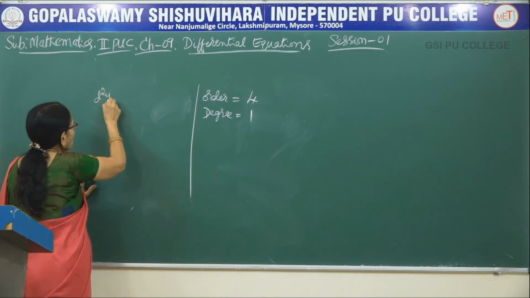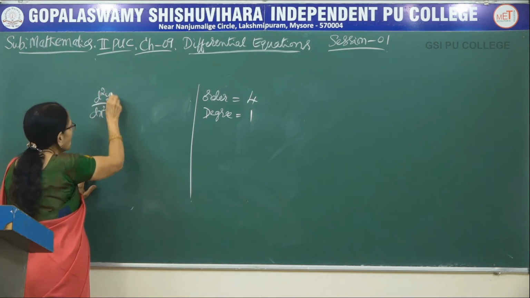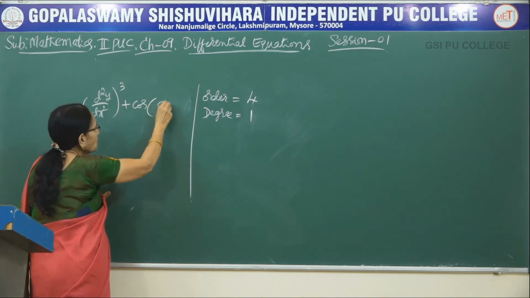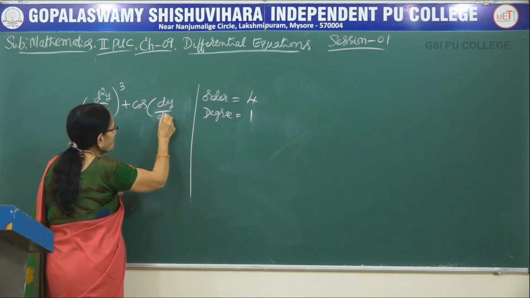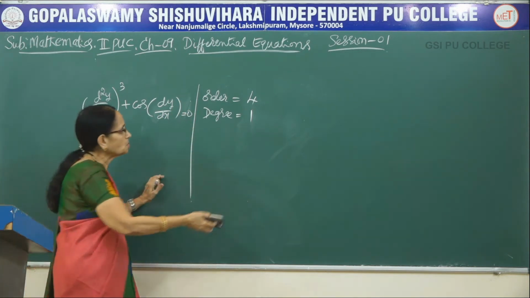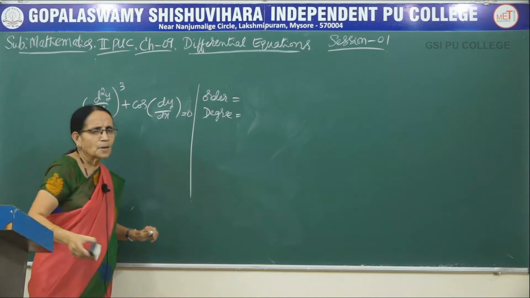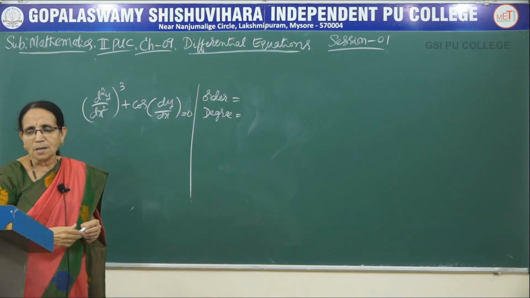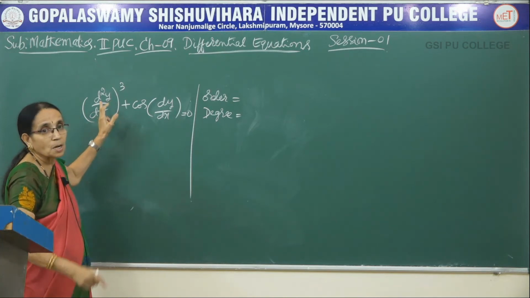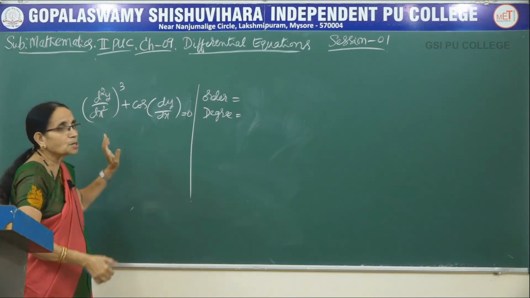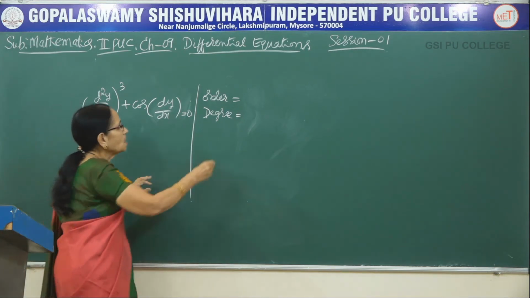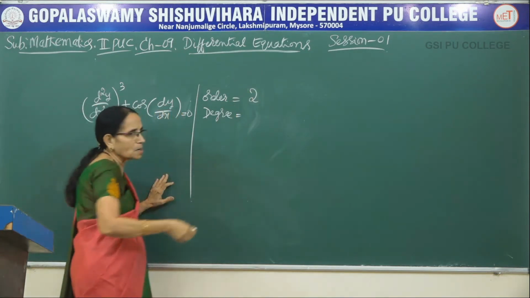(d²y/dx²)³ + cos(dy/dx) = 0. Now, always we consider only the order of this one first. Look at the order here. How many times have you differentiated? Two times. That is d²y/dx², the second order derivative, the highest one we have. Therefore, the order can be written as 2.